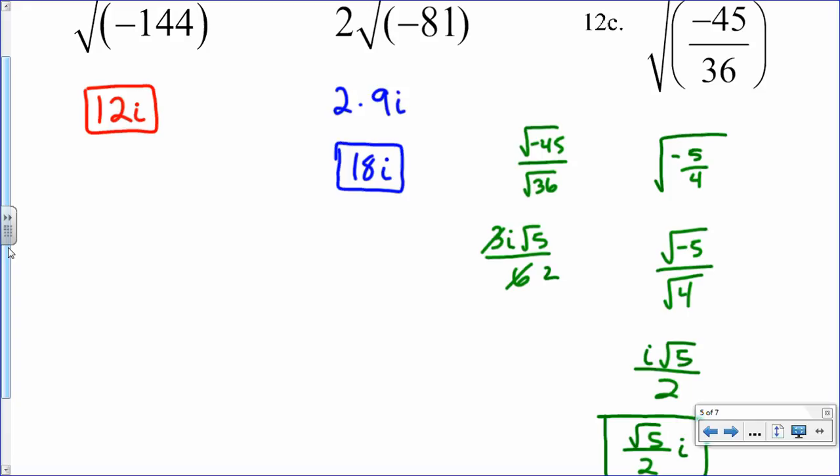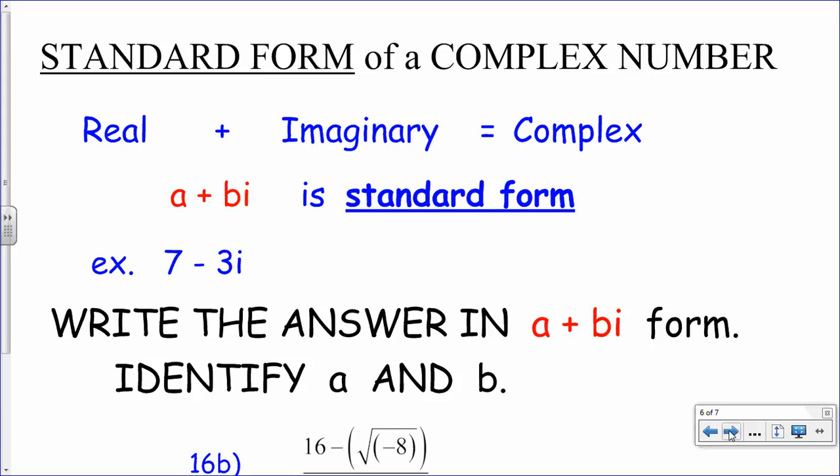All right. So now we're going to talk about complex numbers. So we're getting an idea of what imaginary numbers are. So complex numbers bring in the real and the imaginary. So sometimes there's numbers that have both parts.